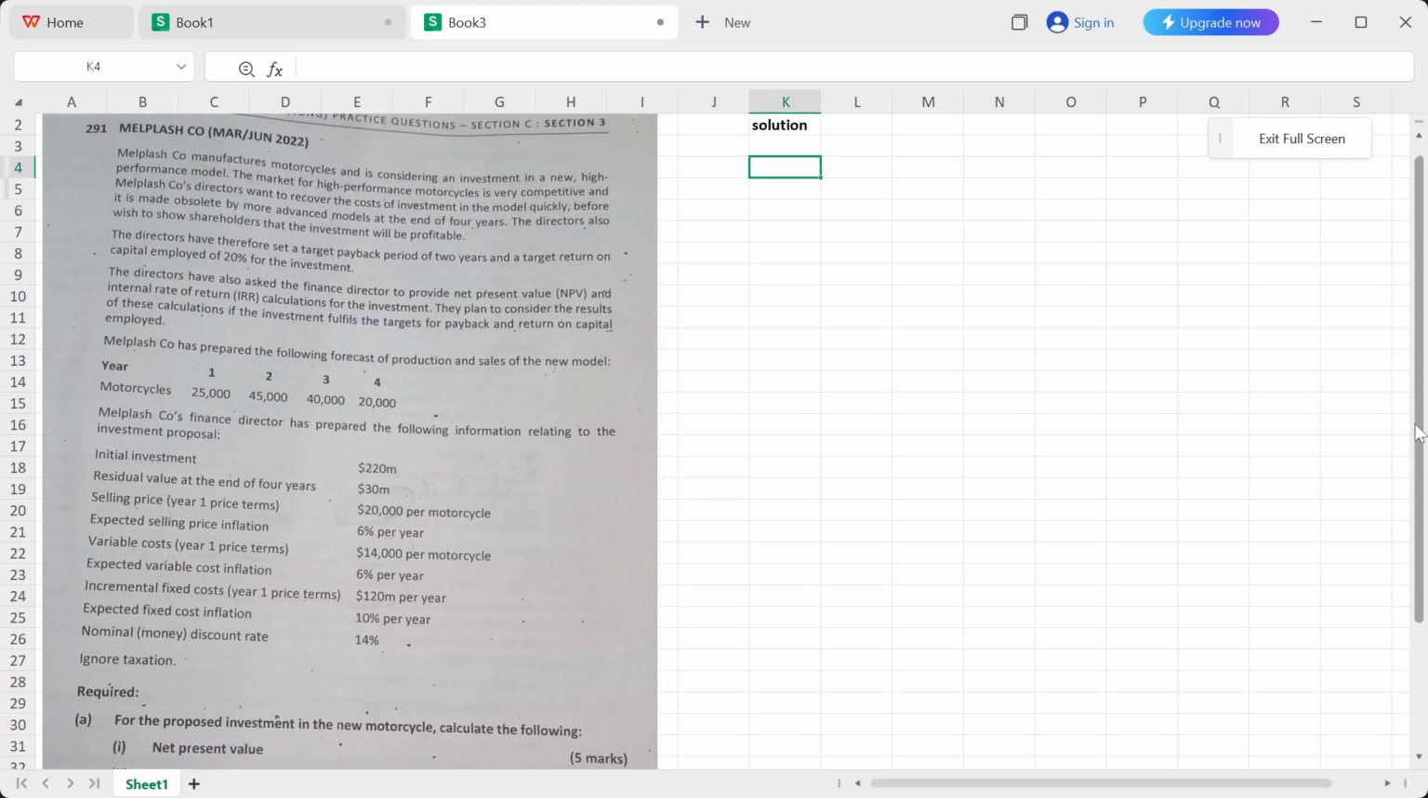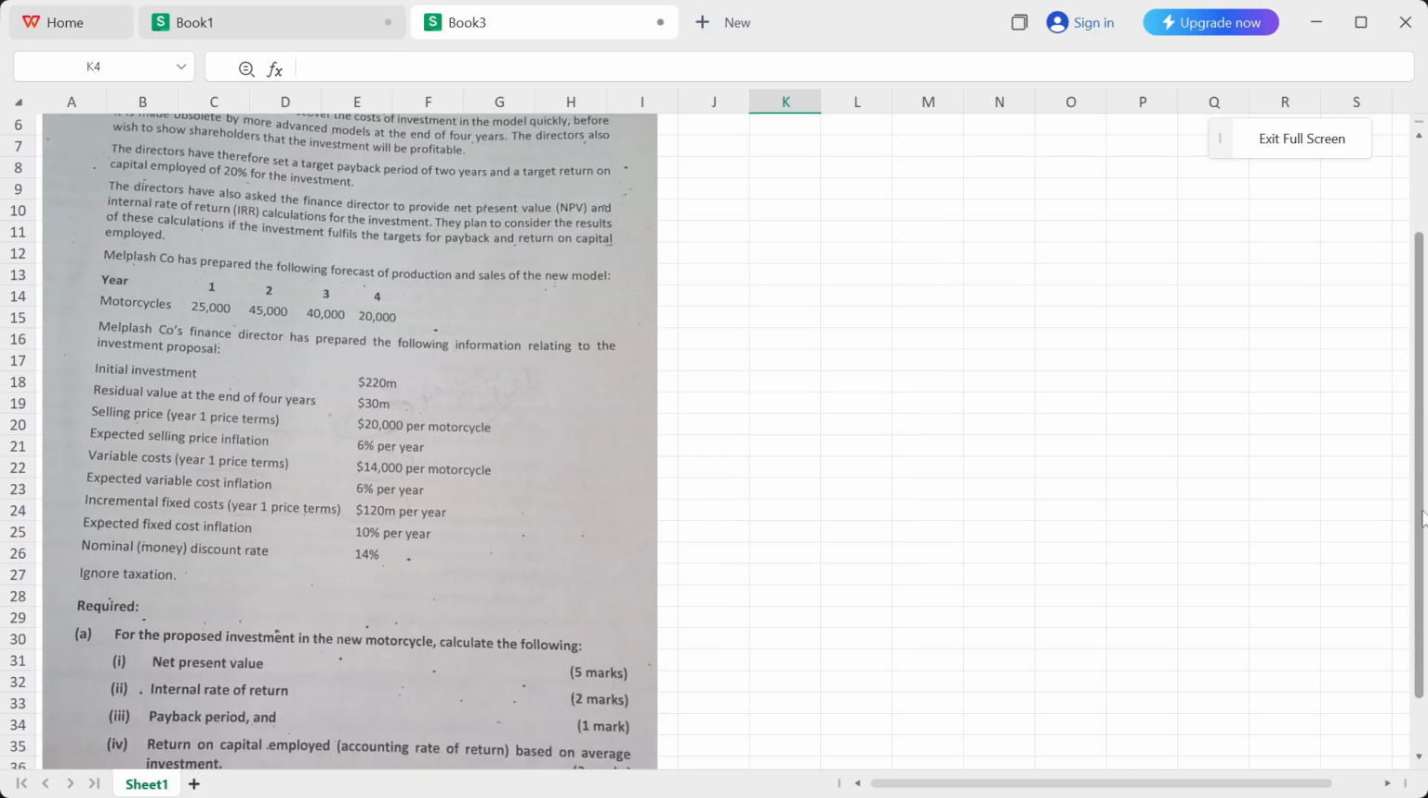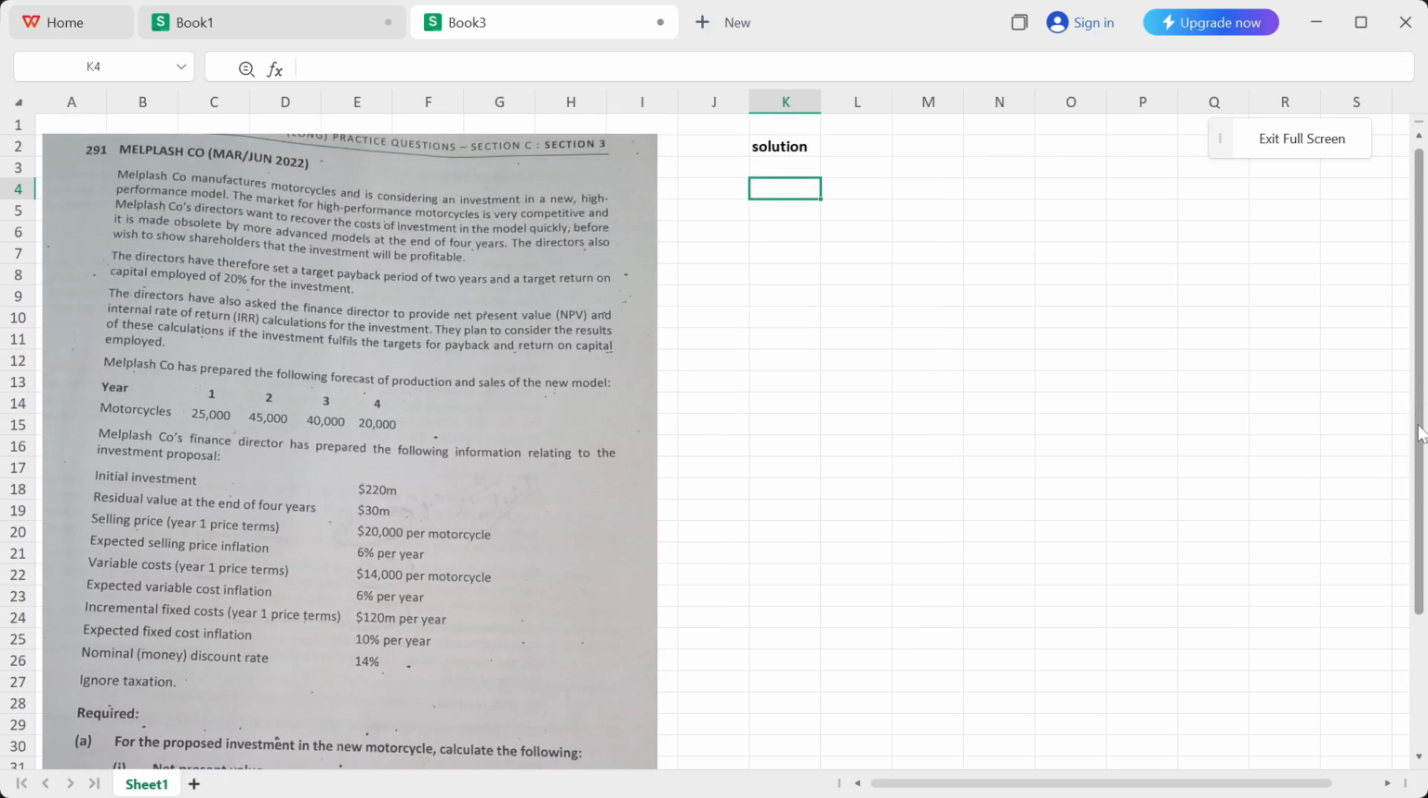So let's start with the question. Let's first of all read the question and then see how we are going to solve it. All right. The question says that Melplash company manufactures motorcycles and is considering an investment in a new high performance model. The market for high performance motorcycles is very competitive, and Melplash company directors want to recover the cost of investment in the model quickly before it is made obsolete by a more advanced model at the end of 4 years. The directors also wish to show shareholders that the investment will be profitable.